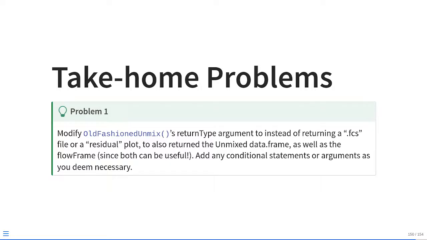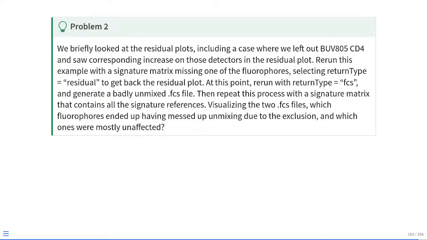Take-home problems for this week, there are 3 of them. So within old-fashioned unmix, go ahead and modify the return type argument so that instead of returning a .fcs file or a residual plot, you can also get back a data frame or a flow frame, since both of these are potentially useful if you're trying to work entirely within R and not export out. Additionally, feel free to add whatever conditional statements or arguments you deem necessary to make this more feasible on a day-to-day basis.